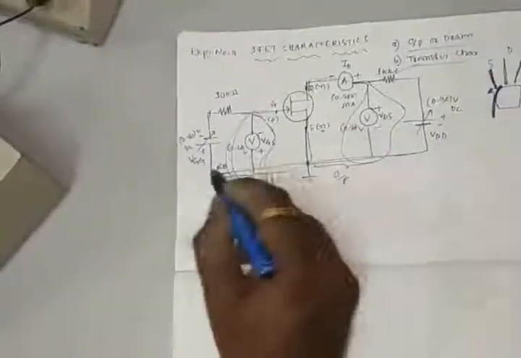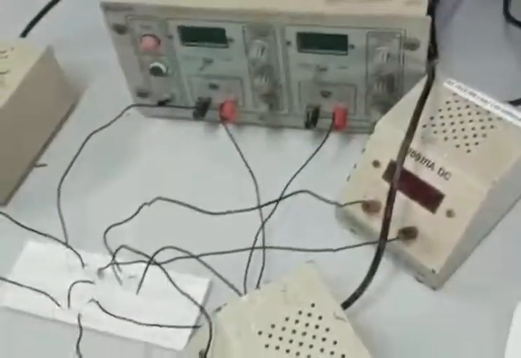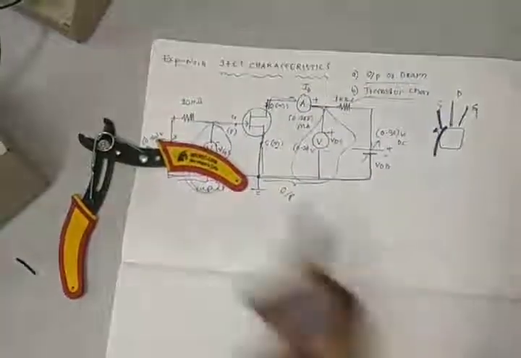How many grounds are there? Only one ground is there, but four wires are there. 1, 2, 3, 4, 5. Where are we left? Then for this also we require one. Then the negative of channel 2 is connected to ground. This negative is connected to ground.